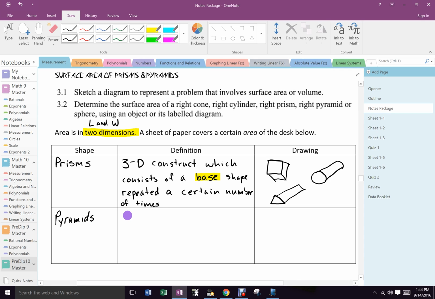So pyramids have only one, and I'm going to highlight that, one base shape. And the sides taper to a point.